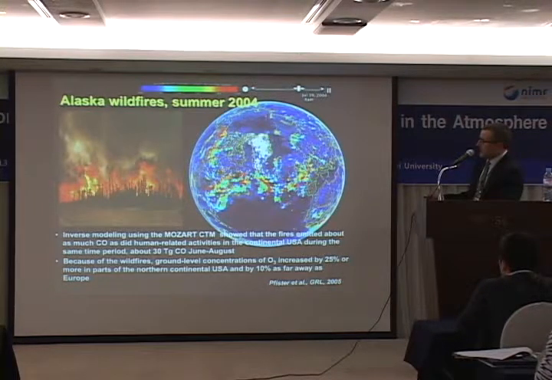This is again carbon monoxide from the MOPITT instrument, and these were from Alaska wildfires in 2004. And you can see that the plume from these fires came down over North America, over the eastern part of North America, over Washington D.C. and that area, and then came out over the Atlantic Ocean and went all the way to Europe and impacted the air quality as far away as Europe.